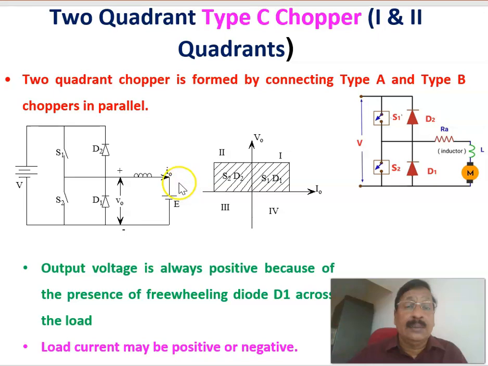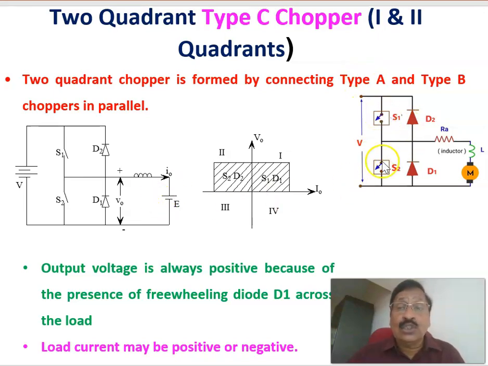And this is the back EMF of a DC motor, and this inductance, armature resistance is neglected. Therefore, this is the load, and the average voltage across the load is V0, and the average current going through the load is I0. Therefore, the voltage will always be positive, but the current will be either positive or negative. That is two-quadrant, first and second operating. That is called type C chopper.